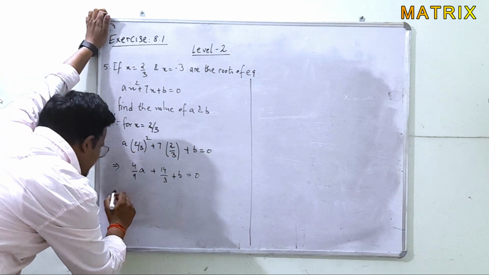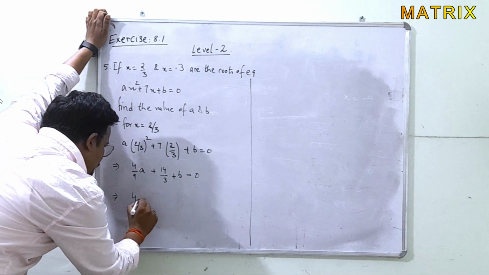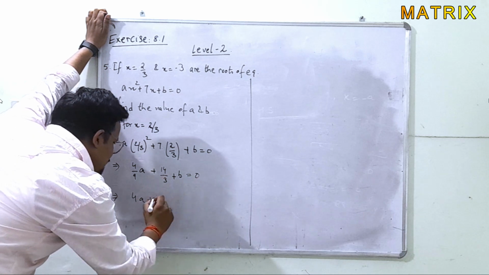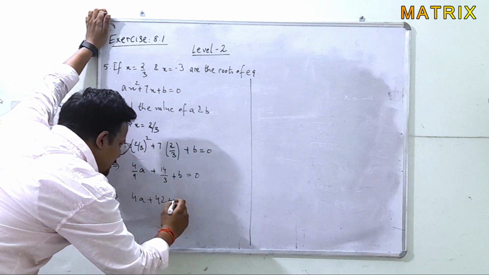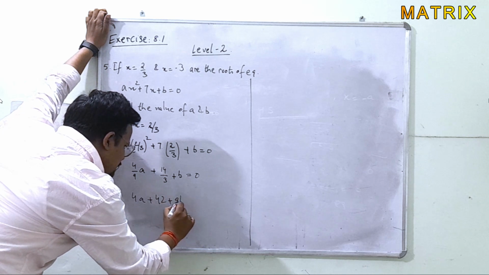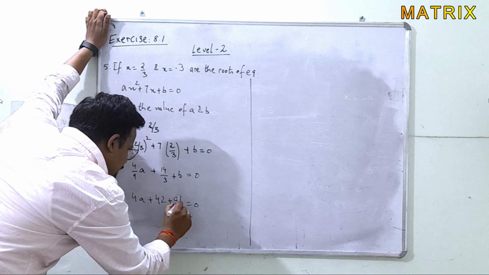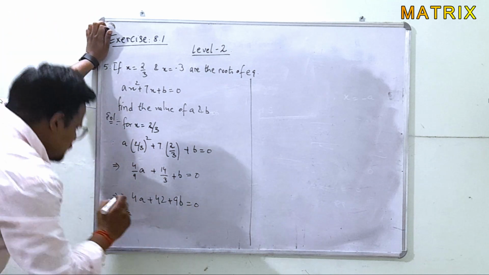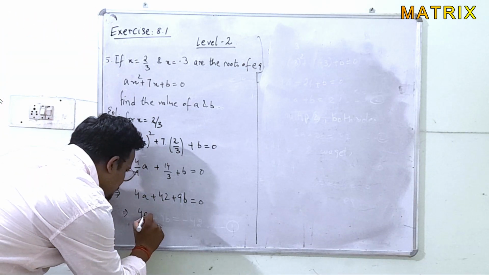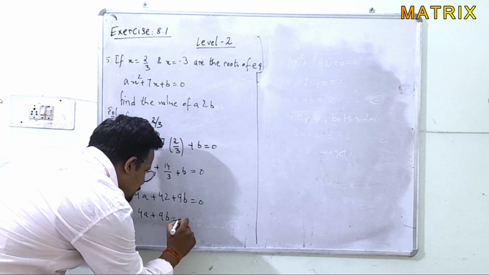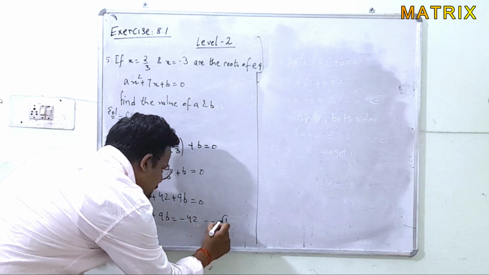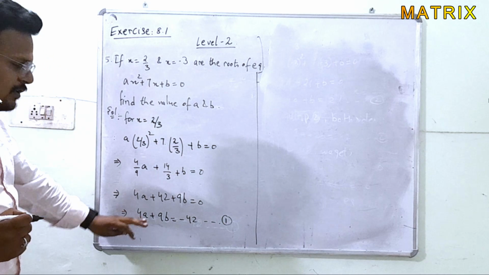We will take the LCM of this. What will we get? It will be 4a plus 14 3s are 42, and I'm doing a shortcut, so this is 9b is equal to 0. Let me write it like this, this is 9b. Clear? Alright. So by solving this, we will get 4a plus 9b is equal to minus 42 and that is equation number 1. Clear? So this is the equation number 1.